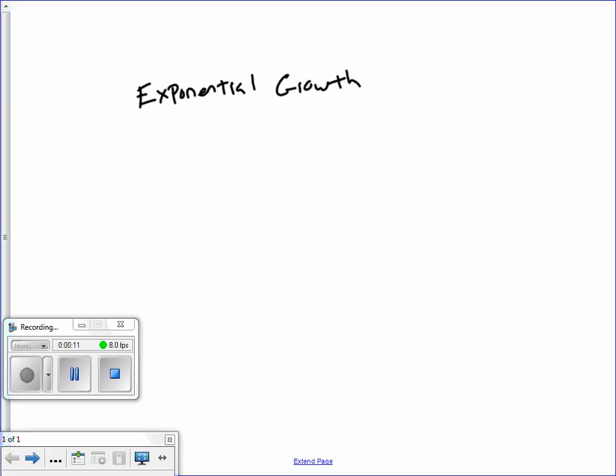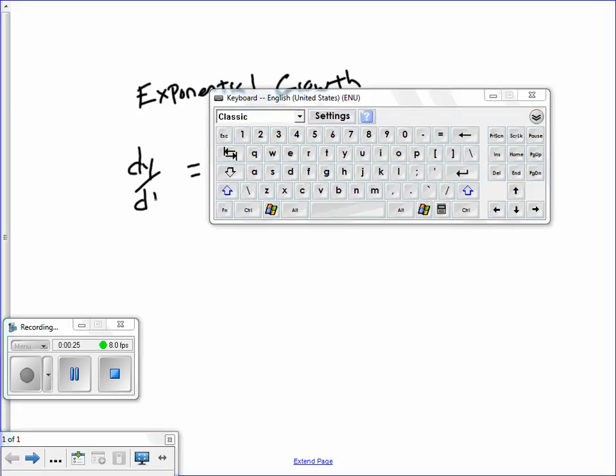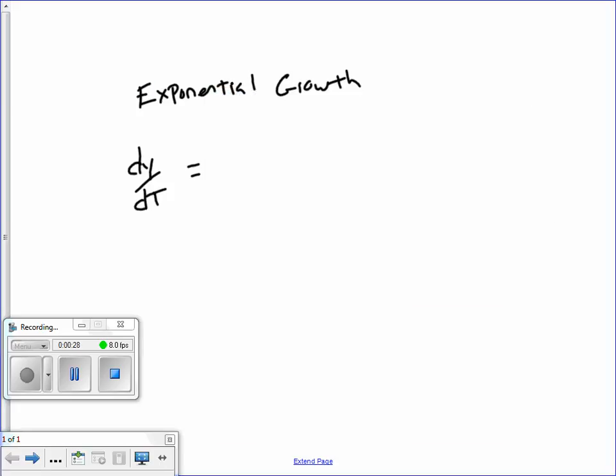We have seen the differential equation dy/dx equals... I'm going to write it in terms of t, because we're going to let t be time. dy/dt equals ky. We saw how to solve that by separation of variables.